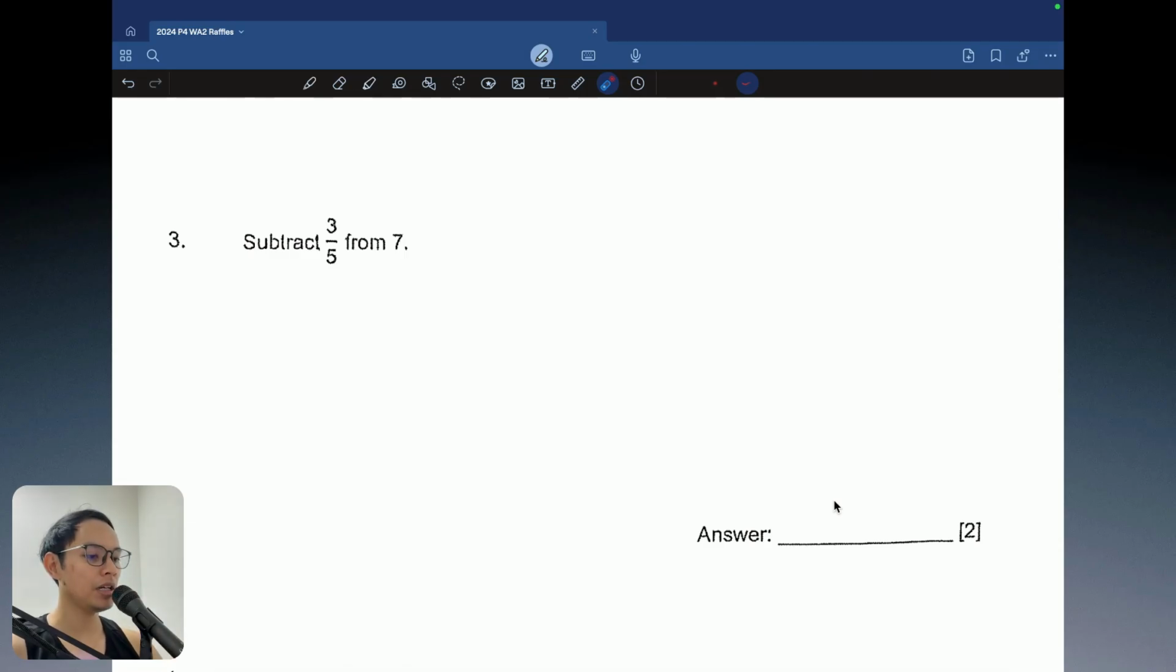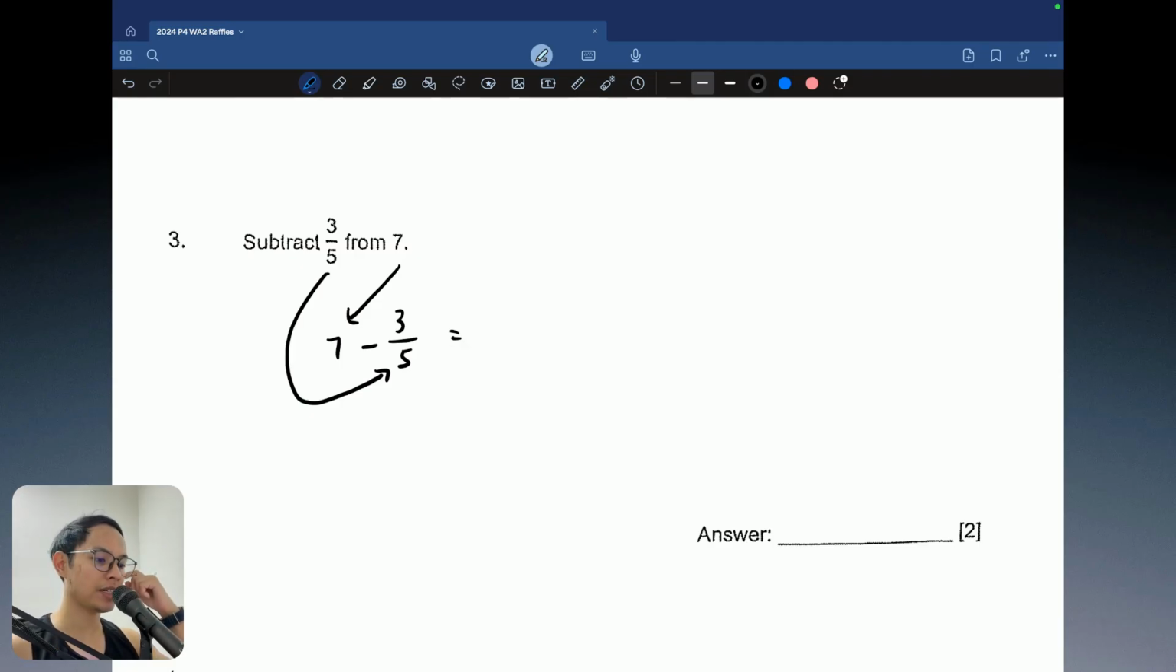Subtract 3 out of 5 from 7. So what does "from 7" mean? Essentially, when you see the word "from", it's saying what is 7 minus 3 out of 5, not 3.5. So what's 7 minus 3 out of 5?